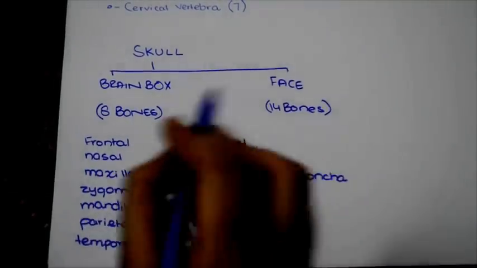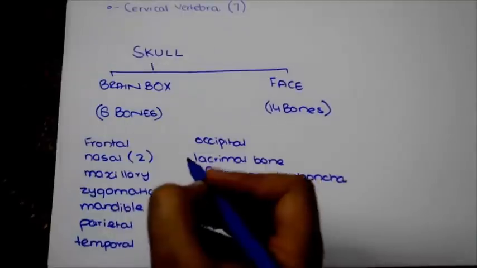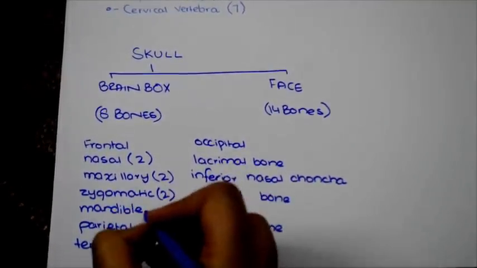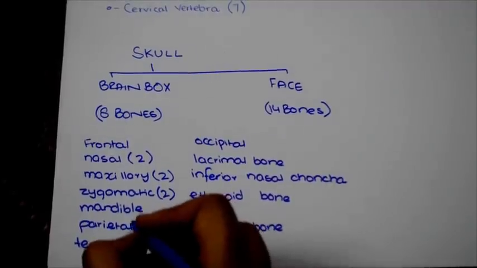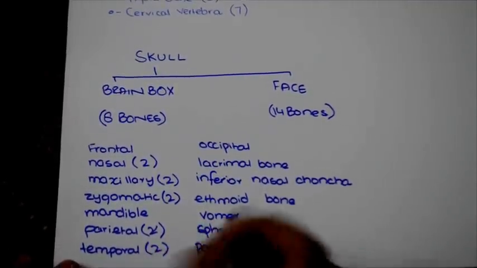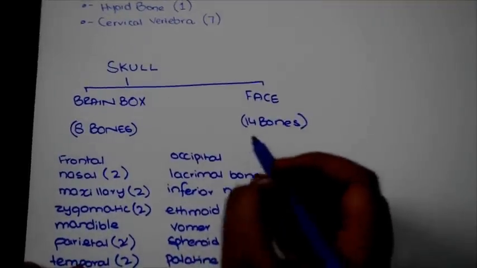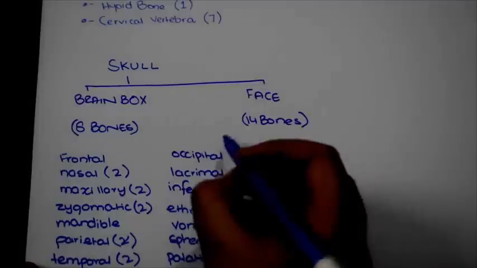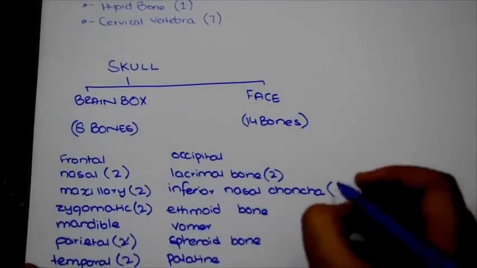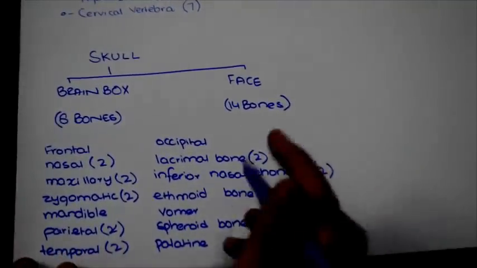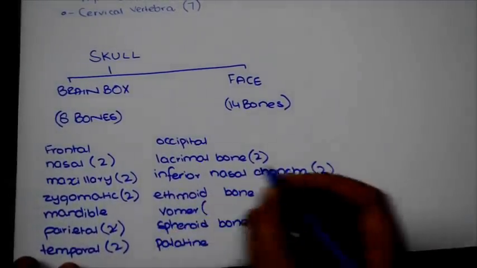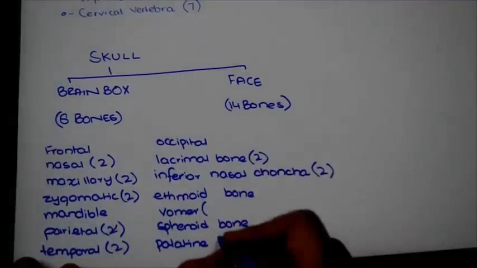So the frontal bone is unpaired, the nasal bone is paired, maxillary bone is paired, zygomatic bone is paired, mandible is 1, parietal bone is paired, temporal bone is paired, occipital bone is unpaired. The lacrimal bone is paired, inferior nasal concha is paired, ethmoidal bone or the ethmoid bone is unpaired, the vomer is unpaired and the sphenoid is unpaired, while the palatine bone is paired.